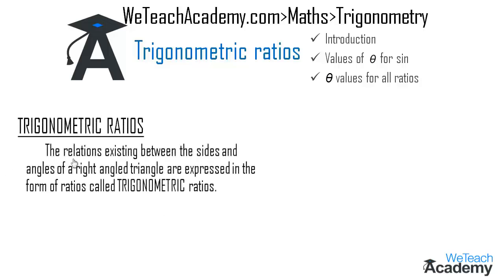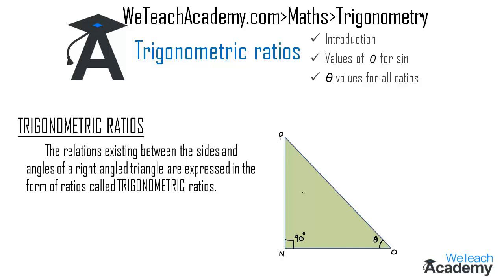The relations existing between the sides and the angles of a right angle triangle are expressed in the form of ratios, which are called trigonometric ratios. Here there is a right angle triangle PNO with the right angle at the vertex N, which is nothing but 90 degrees at the vertex N. And there is an angle theta at the vertex O.